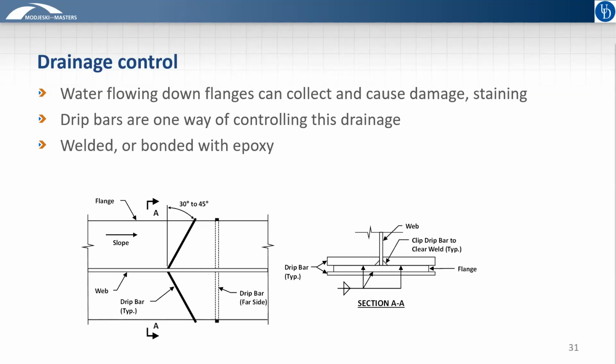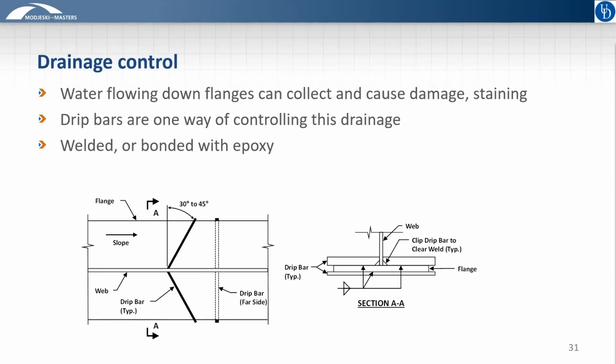As what's shown on the left here, you have drip bars on the top of the bottom flange, angled at 30 to 45 degrees, and therefore any flow coming down the slope of the flange would be diverted off the edges of the flange. And then underneath, you can just put a drip bar straight across, and that prevents any water flow that's attached itself to the bottom flange from continuing past that point.